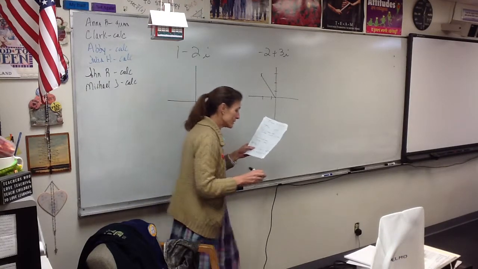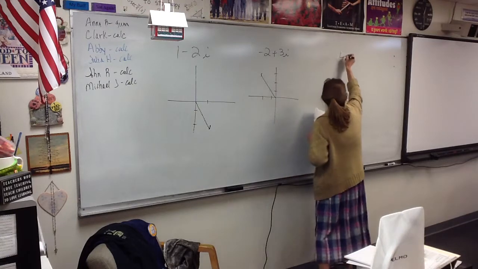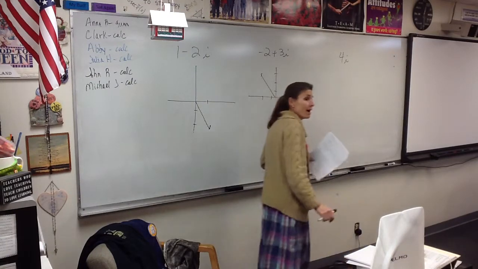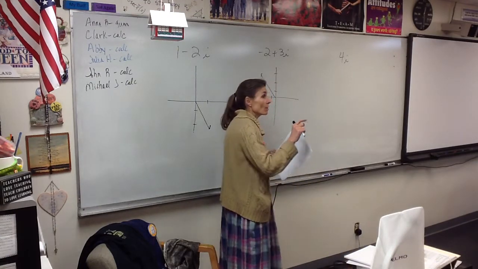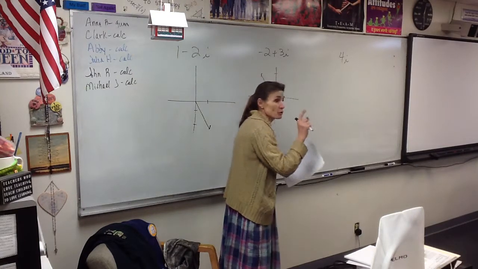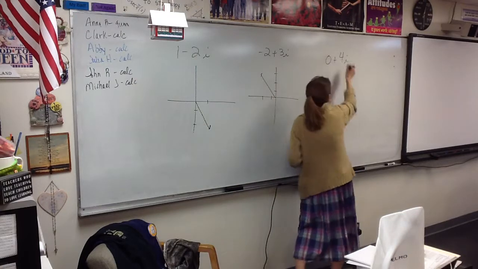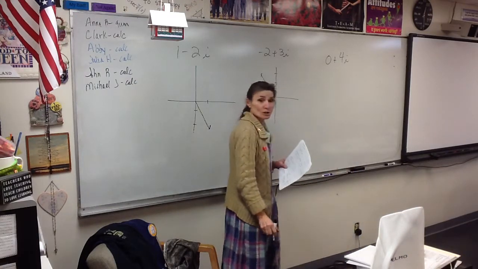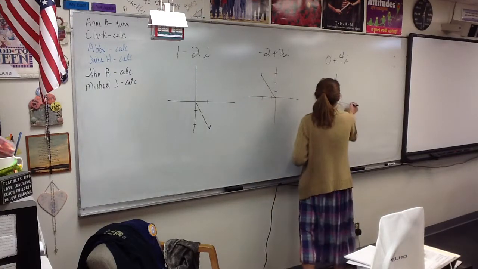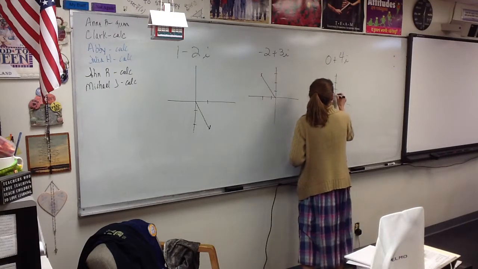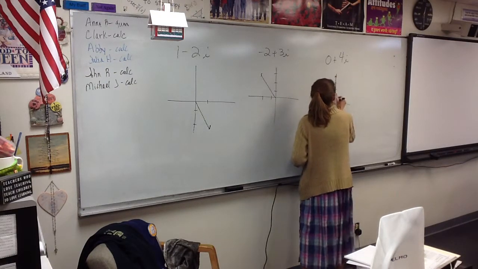Oh my, look at the next one. Any ideas? There's 4i. You just stay there and you go up 4. Somebody said there's no x, so let's maybe put a 0 there. Does that help? Yeah, just go up 4. So that one is just going to look like this. It's just up 4.